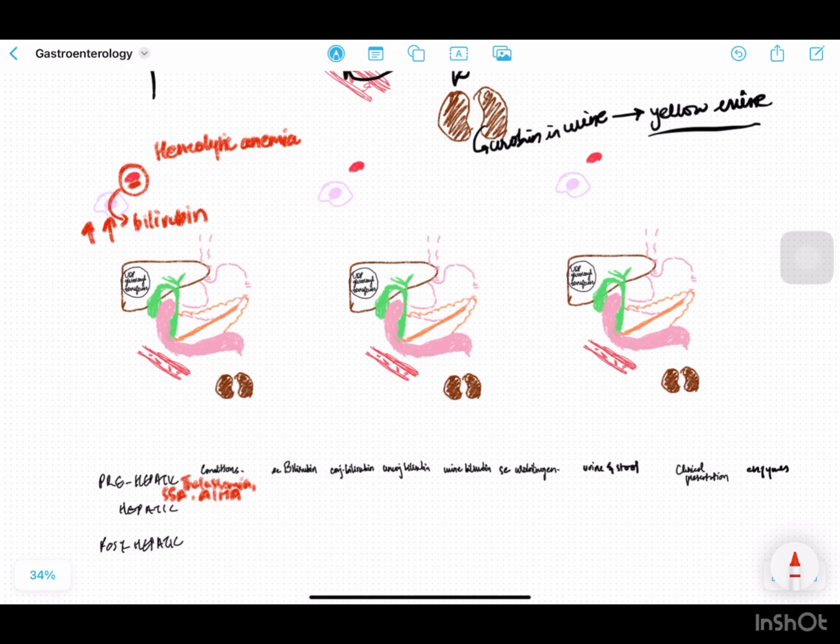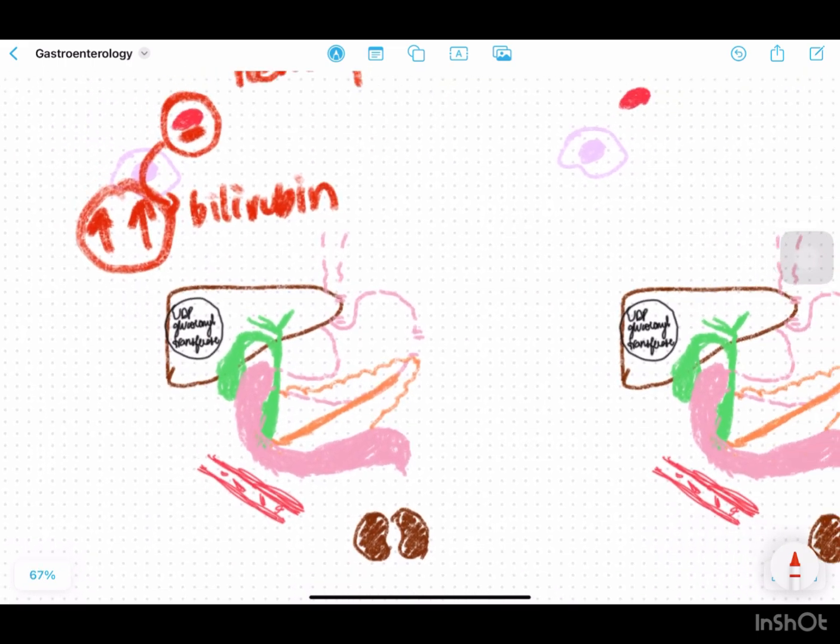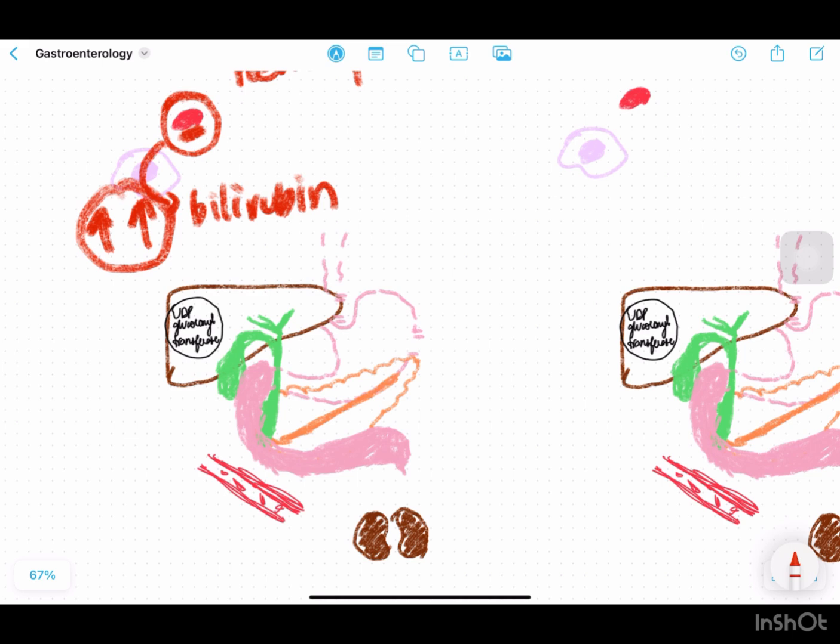So now we have a lot of bilirubin here, but the amount of UDP glucuronyl transferase in the liver is going to remain the same. The liver can't magically produce an increased amount of UDP glucuronyl transferase because there's increased bilirubin. It is going to produce as much as it normally can, because that is its capacity.